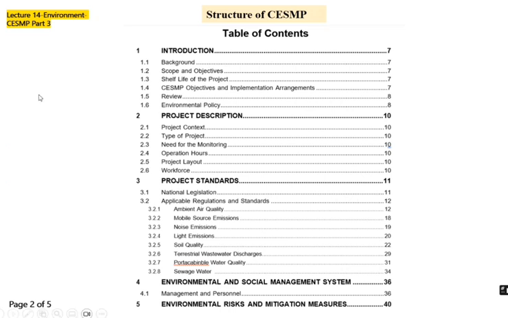Then environmental policies. For example, if you are working in Saudi Arabia, the Middle East, Pakistan or India, you have to mention the environmental policies of that country, as well as World Bank, IFC standards, CEC standards, and Aramco or ADNOC standards. So this is all about chapter number one.